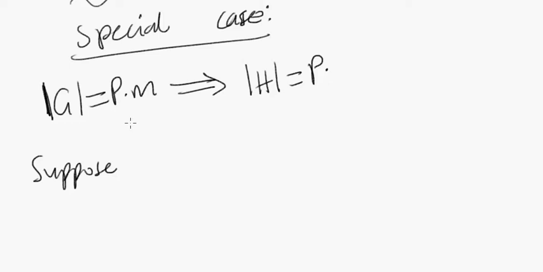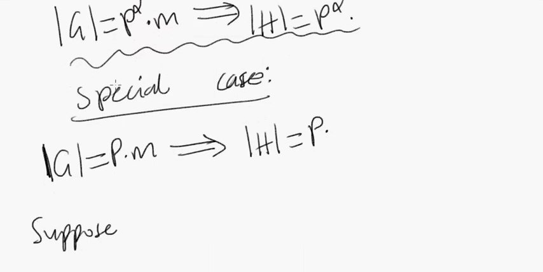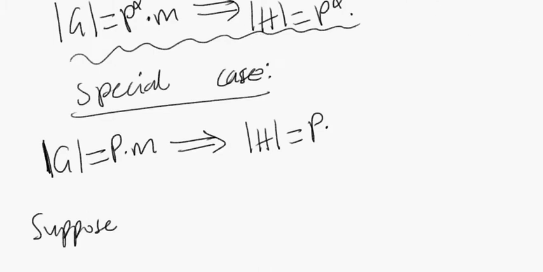We were trying to look at a special case of Sylow's theorem. Perhaps it seems to be giving us trouble to think about whether the order of G equals p to the alpha times m. Why does that imply that the order of H equals p to the alpha? But maybe we can think of a special case.